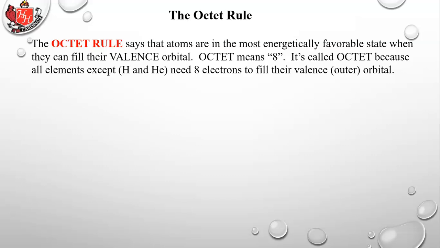It's called octet because all elements except hydrogen and helium, the first two on the periodic table, need 8 electrons to fill their valence or outer orbital. Hydrogen and helium, their first orbital can only hold 2 electrons and then it's filled. It's still called the octet rule, however. The octet rule really means that atoms want to fill their valence orbital.